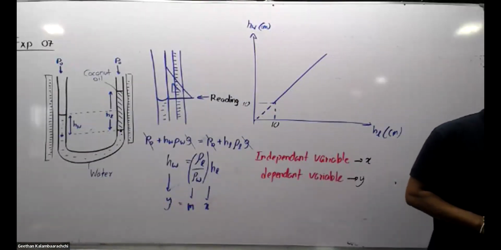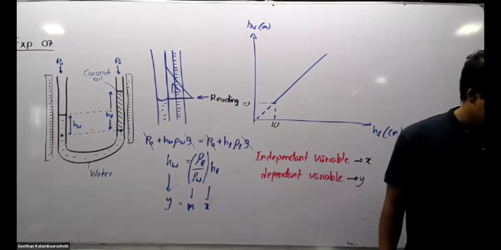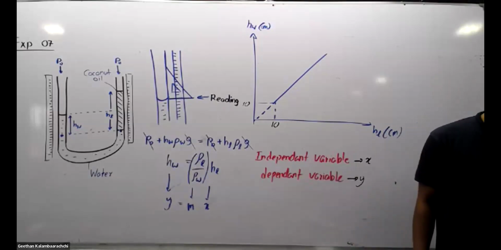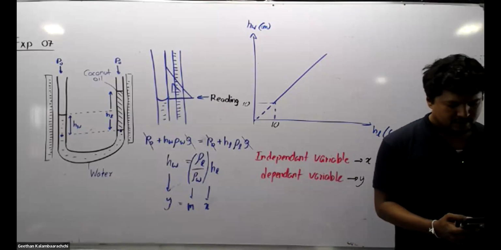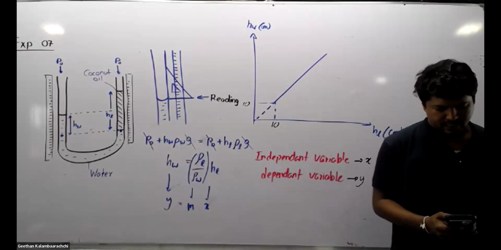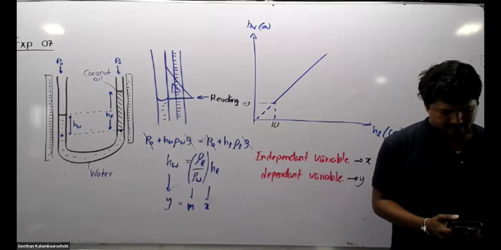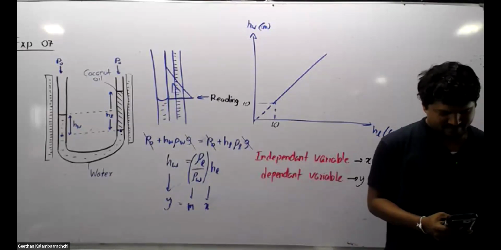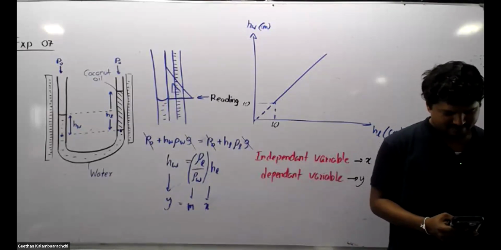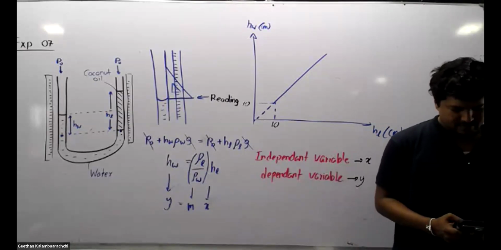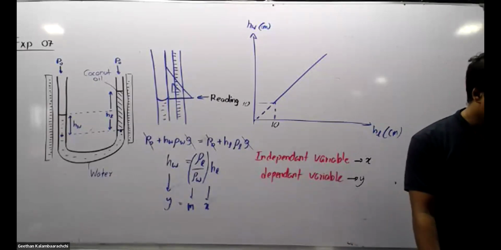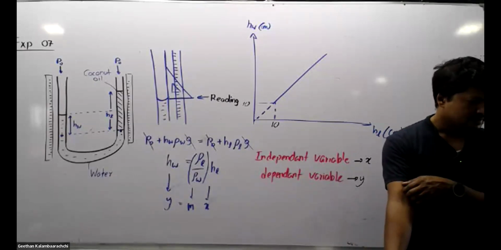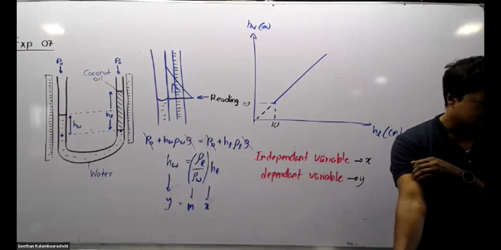Next point: the liquid with the highest density must be added to the U-tube first.